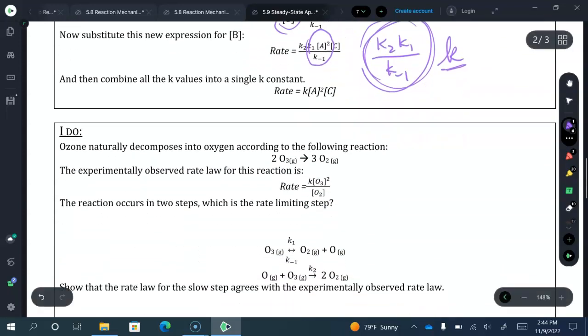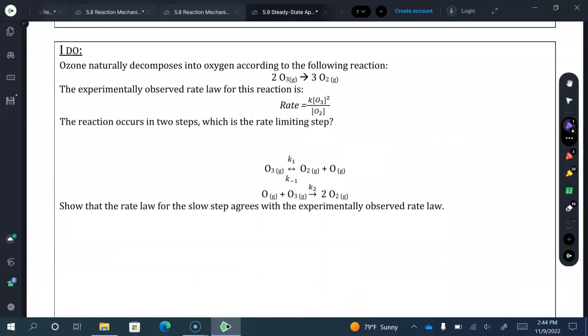Okay, so let's practice that. So I do. The ozone naturally decomposes into oxygen according to the following reaction. The experimentally observed rate law for this reaction is as given. The reaction occurs in 2 steps. Which one is the rate limiting step?